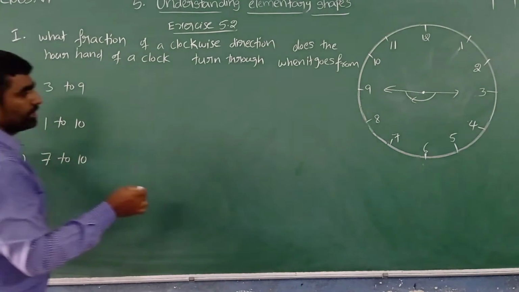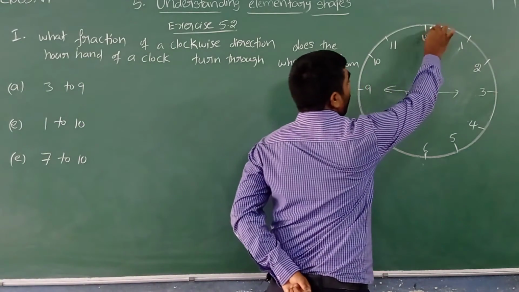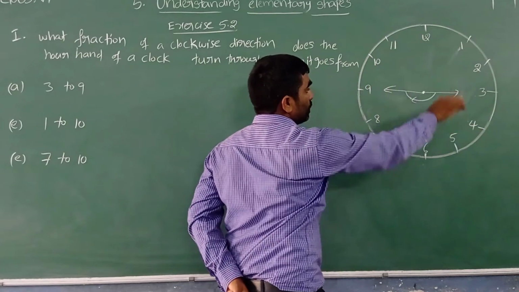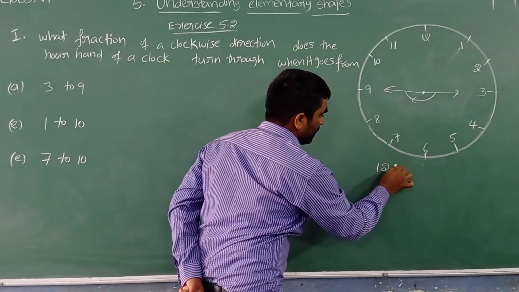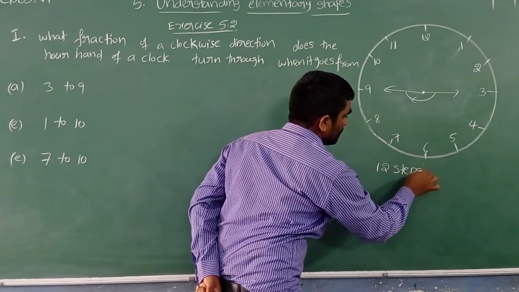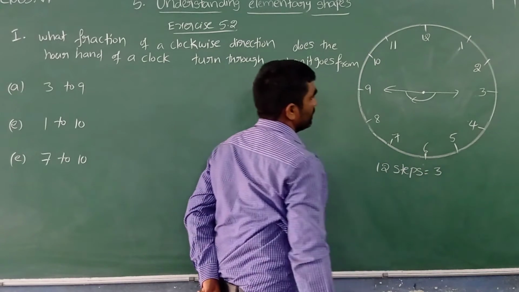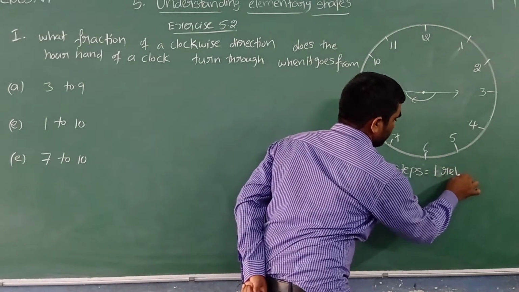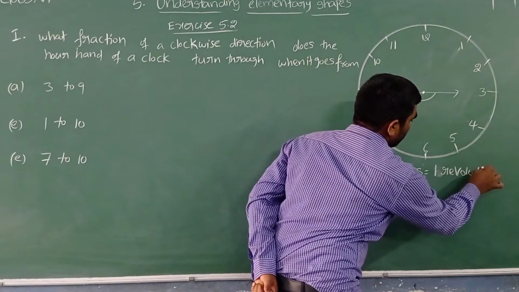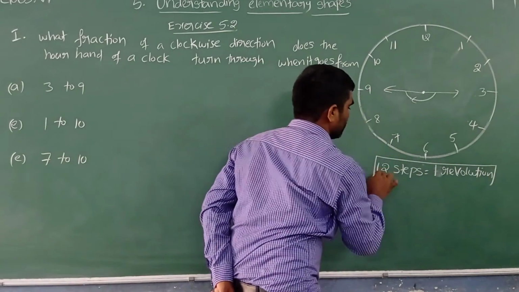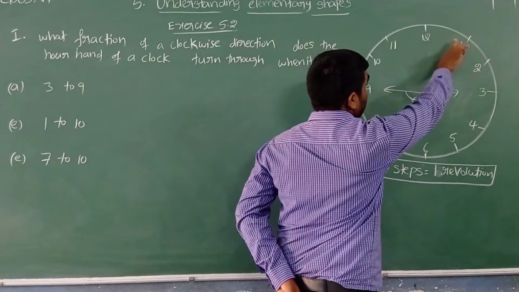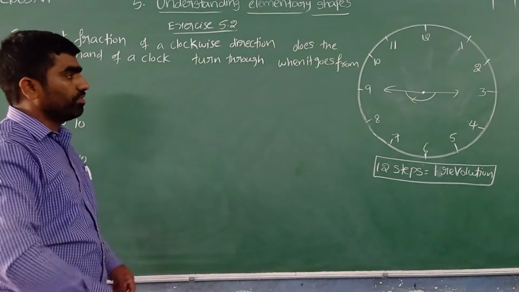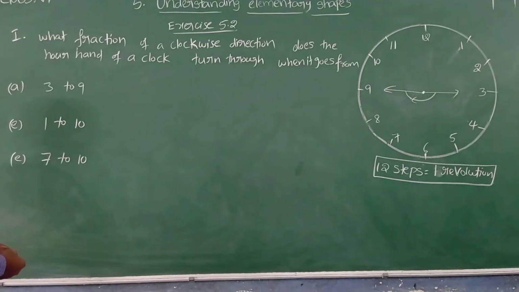Let's see now. We know that one total revolution, one complete rotation, is nothing but 12 steps. You can write 12 steps, or you can write one revolution. Once we complete these 12 steps, we treat it as one revolution, which is nothing but 360 degrees.